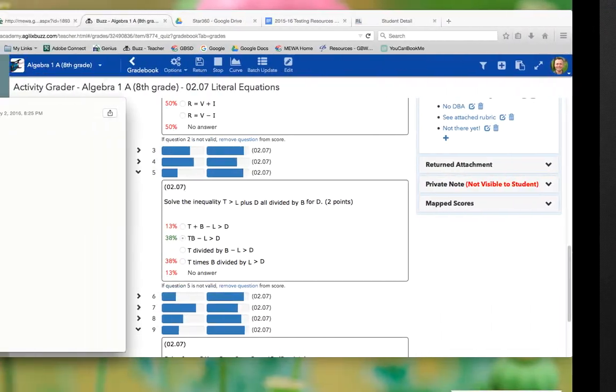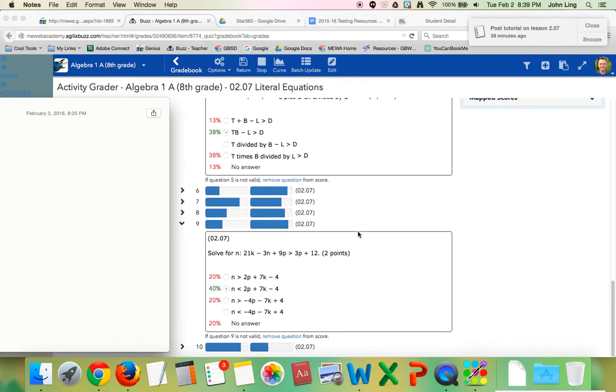All right. One last one. The more practice, the better, right? This is a long one, so I thought this would be a good one. So this one we want to solve for n. And we've got a long inequality here.